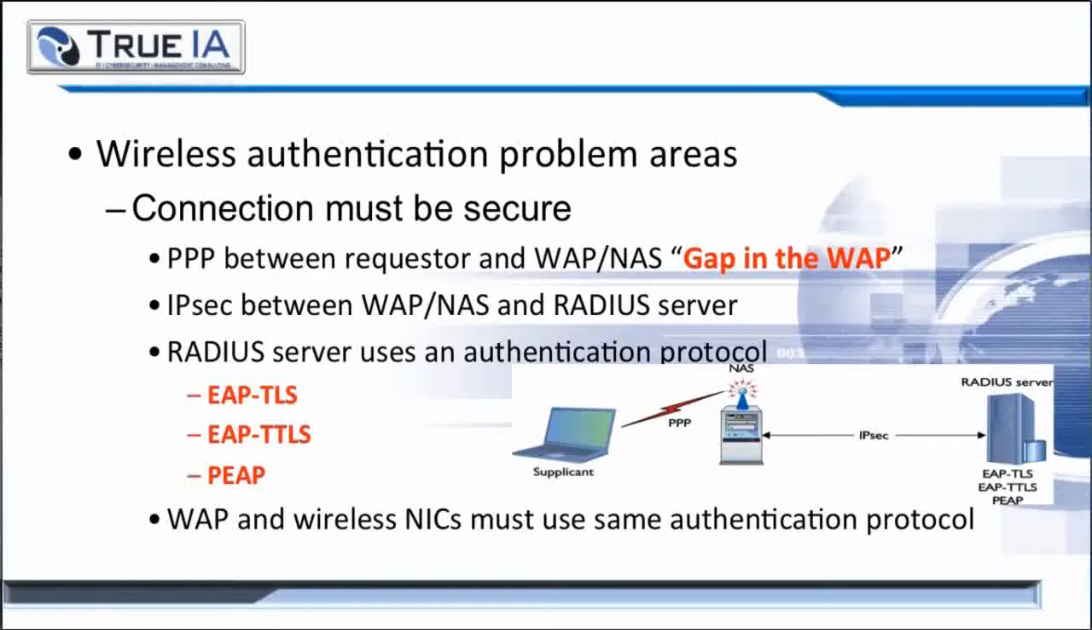Now, after it hits the NAS and that back-end communication from the NAS to the RADIUS server, well, that's being handled by IPsec, so no worries there. It's the initial authentication request from the supplicant that is the gap in the WAP. One point to note is when you are setting up an 802.1X wireless infrastructure, the WAP and all wireless NICs must be using the same authentication protocol. So you need to ensure that your users know whether you've selected EAP-TLS, EAP-TTLS, or PEAP.